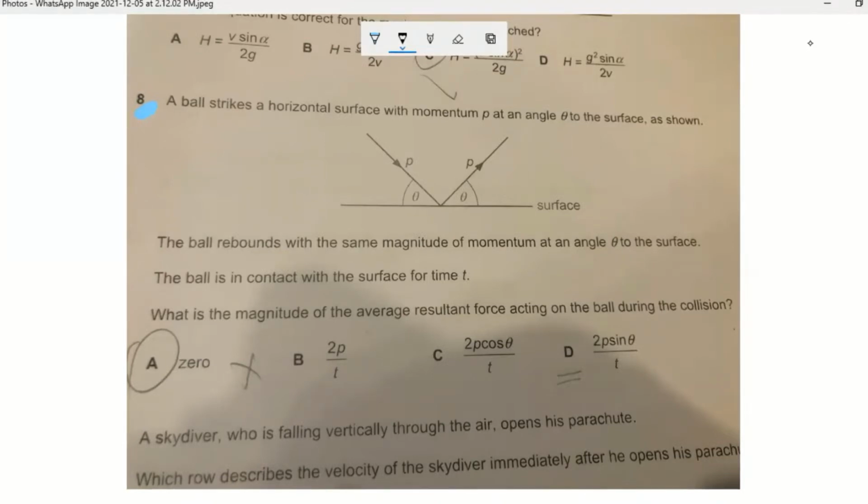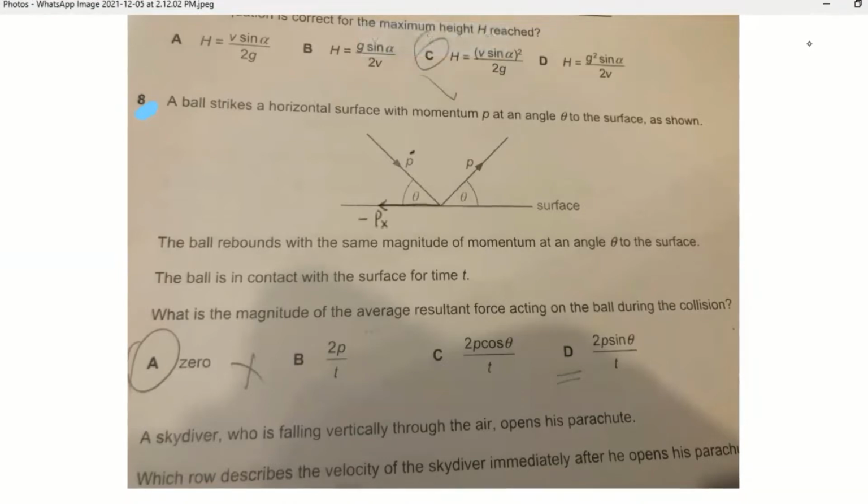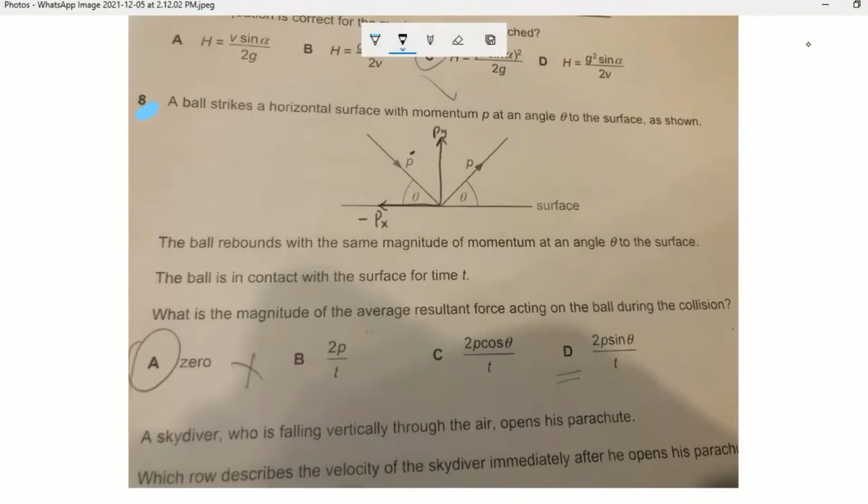Look, this is the initial momentum, this P. It has two components because the momentum is a vector. So this is the Px component, but negative. And this is Py. On the left side, the X component is negative, and vertically up, the Y component is positive.